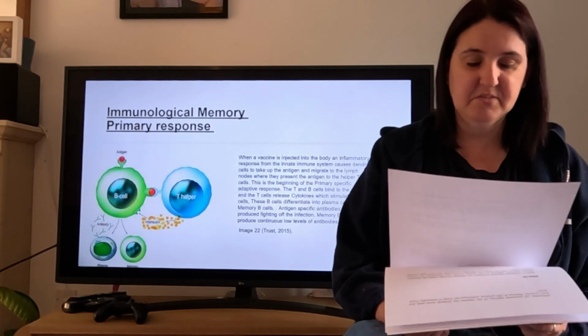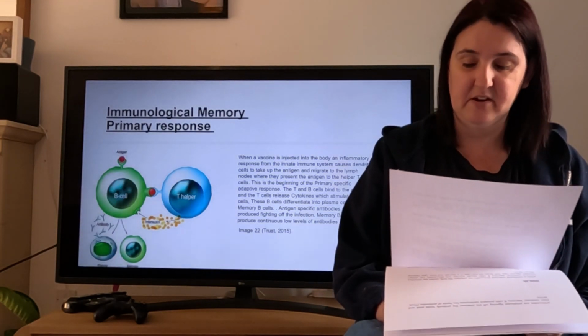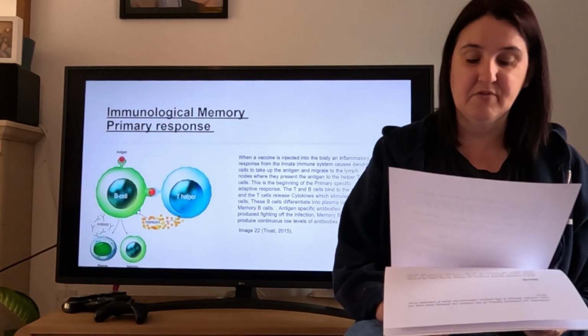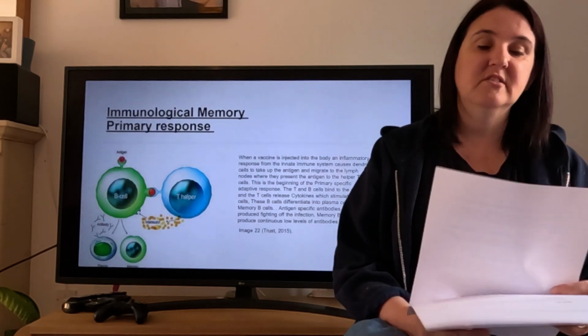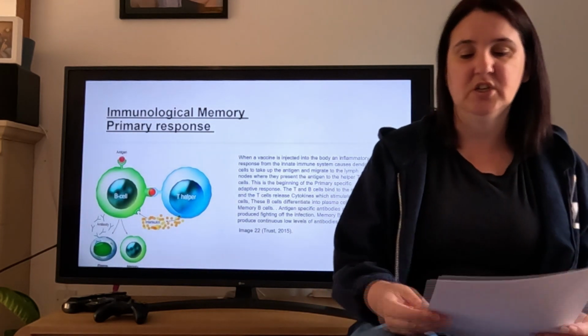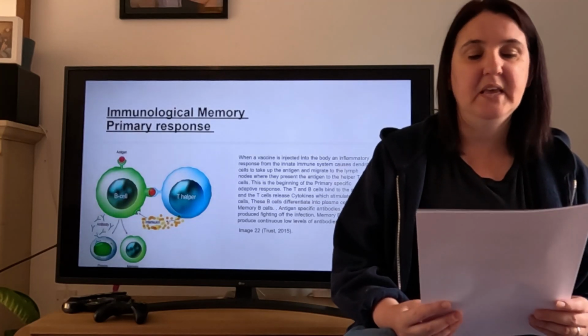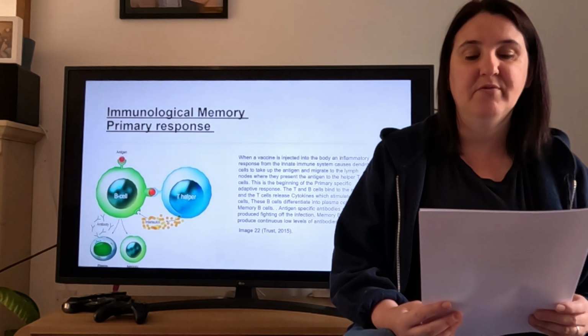The T and B cells bind to the antigen, and the T cells release cytokines which stimulate the B cells. These B cells differentiate into plasma cells and memory B cells. Antigen-specific antibodies are produced, fighting off the infection, and the antibody levels peak and then contract. Memory B cells produce continuous low levels of antibodies.